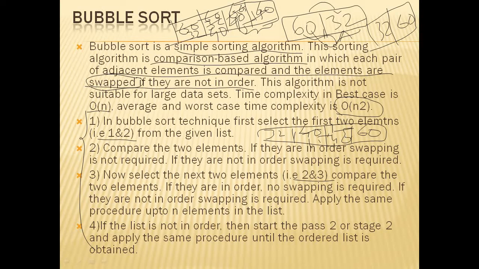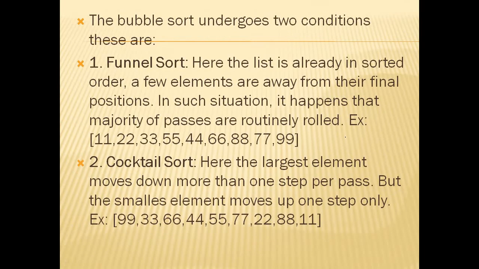So mainly, if someone asks you what the functionality of bubble sort is, it is nothing but that it compares two adjacent elements and checks whether these two are in order or not. If they are not in order, then swapping will occur. So this is the process of bubble sort. Now we'll discuss one example.